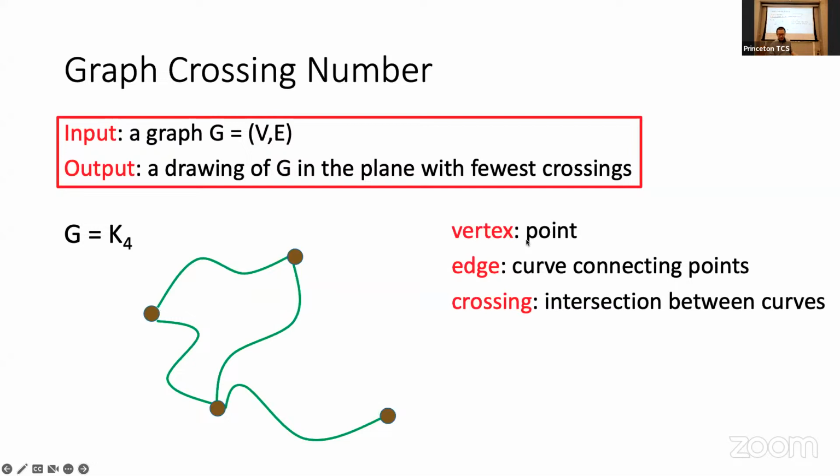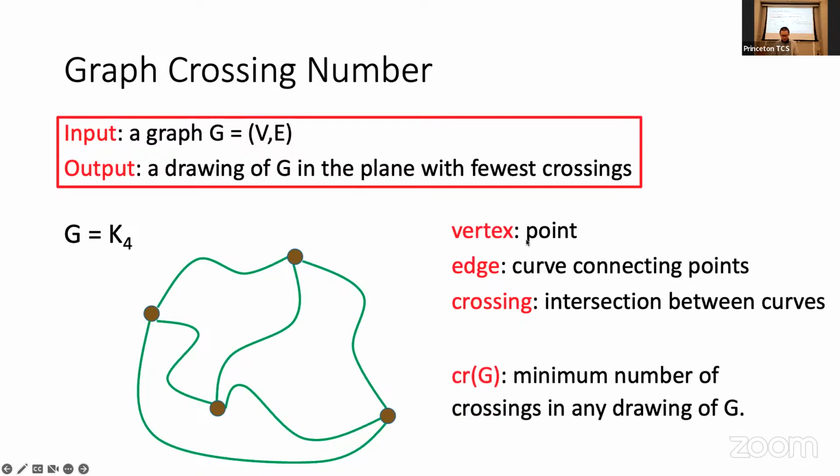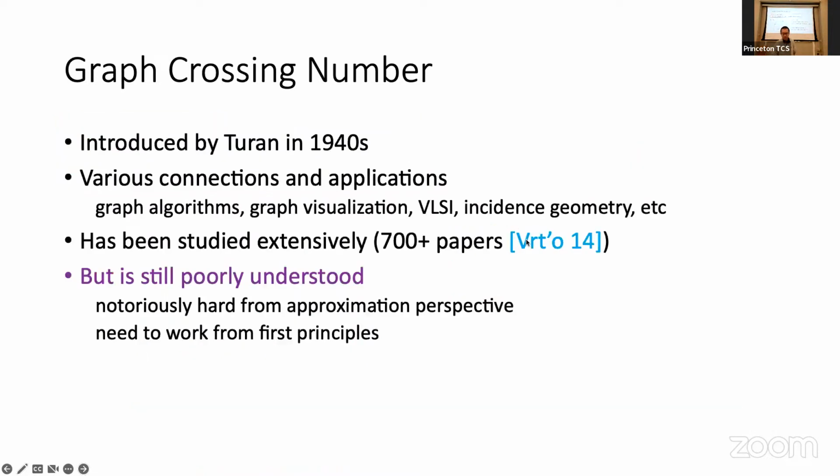In fact, we know that K4 is a planar graph, so we can draw it differently like this. This is a planar drawing, which is a drawing with no crossings. So the problem of graph crossing number is to compute this number for the input graph, and also compute a drawing that achieves this number approximately. This is the definition of graph crossing number.